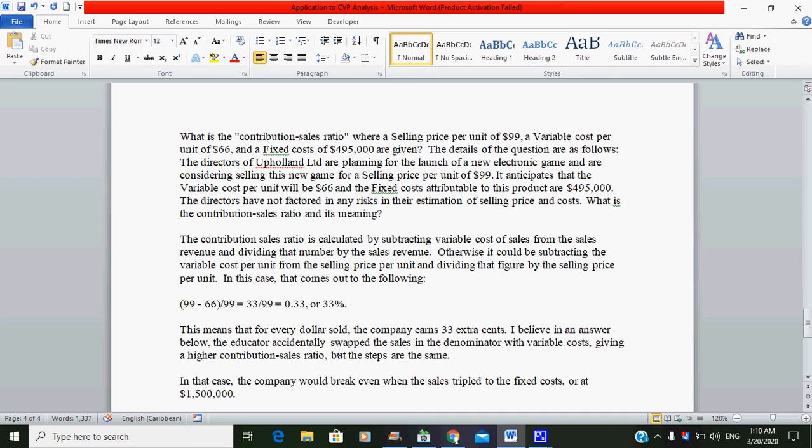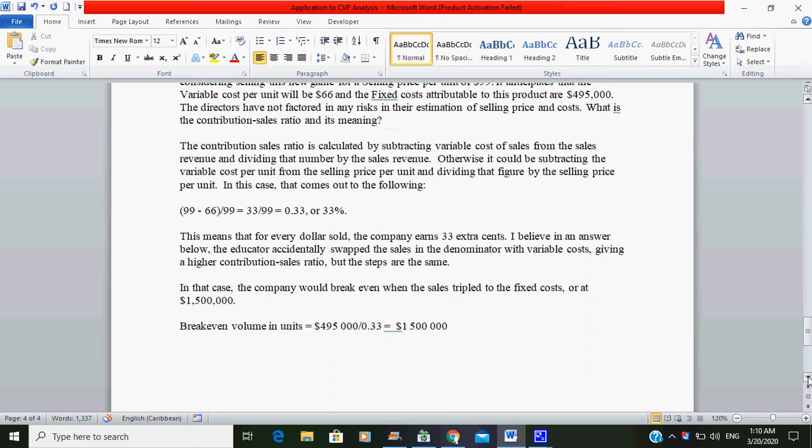I believe in an answer below, the educator accidentally swapped the sales in the denominator with the variable costs, giving a higher contribution sales ratio, but the steps are the same. In that case, the company would break even when the sales tripled to fixed costs are at what? 1.5 million, which is 495,000 divided by what? 0.33 to give you 1.5 million. And this will be the correct version of it.